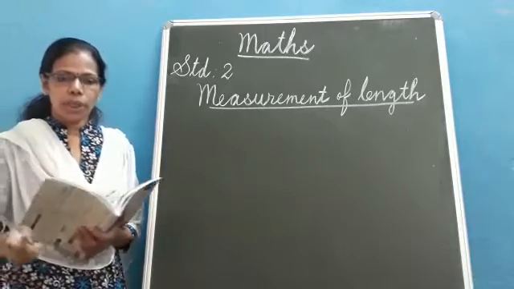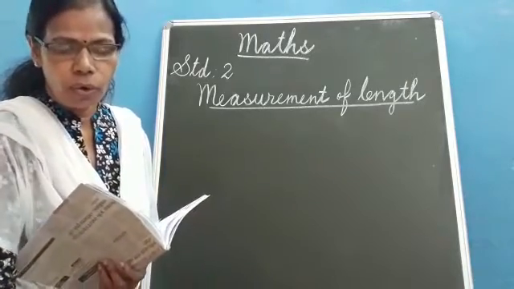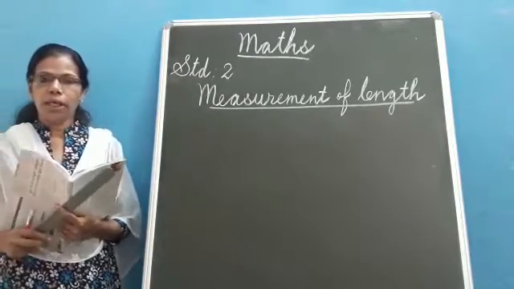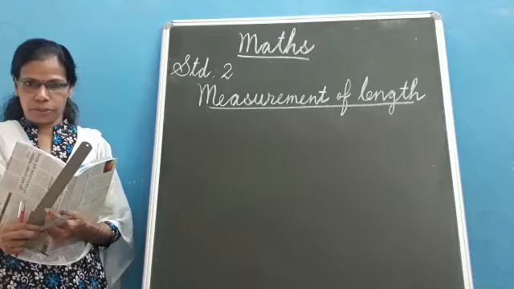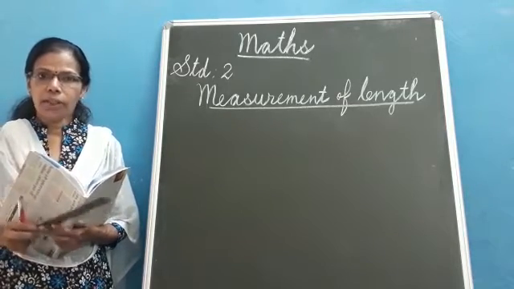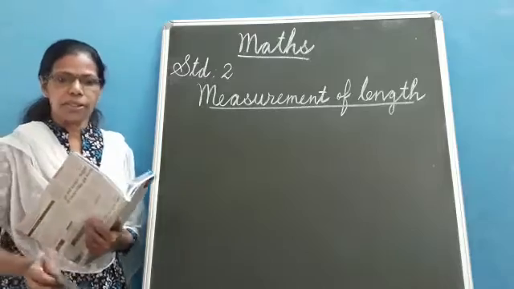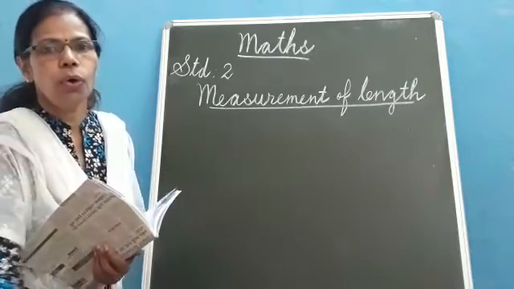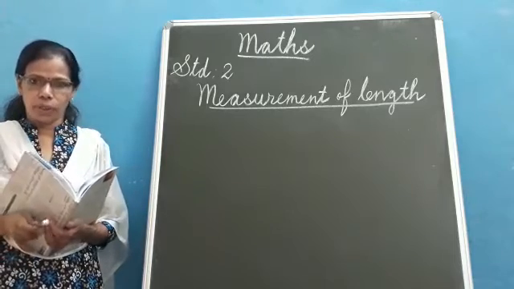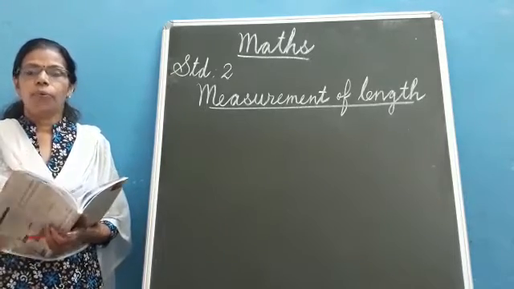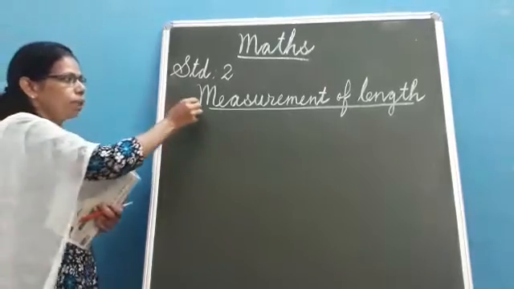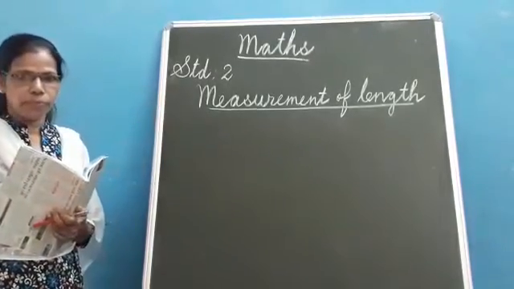We use a meter scale or a meter rod to measure the length of objects. And the length of the object tells us how long or how tall an object is. Okay? Now, there are two units of measurement of length.